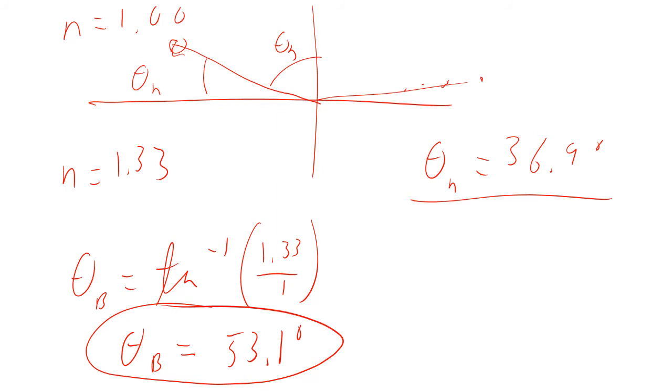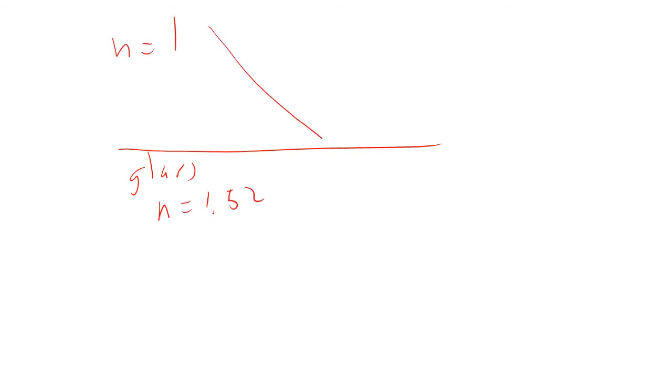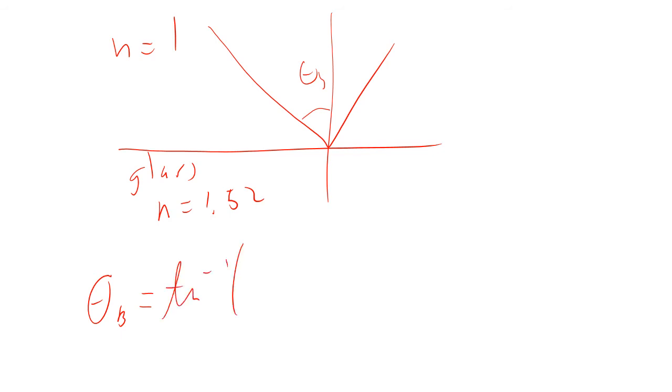Now, it turns out that's an interesting thing because this happens relative to other things too. I mean, I could have glass. If I had light reflecting off of glass, then it's going to be a similar sort of thing. So if I have glass, n equals 1.52, and this is air. So again, we get a Brewster angle. The Brewster angle is going to be the inverse tangent of 1.52 over 1. So that turns out to be 56.7 degrees.